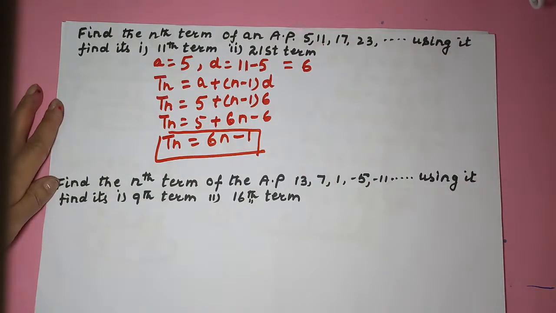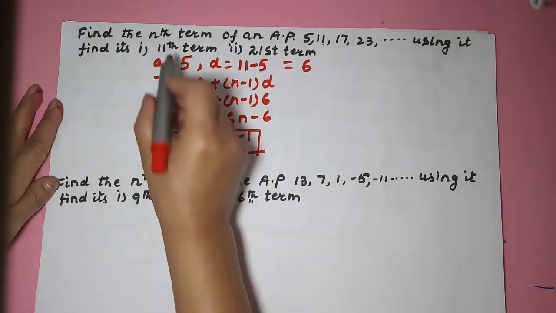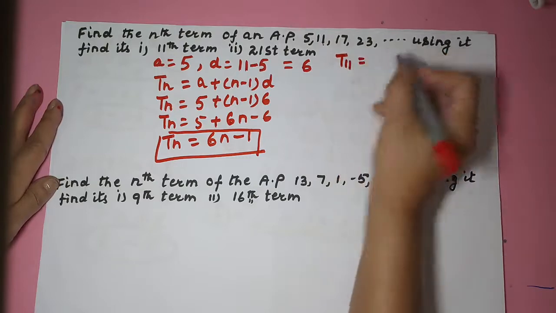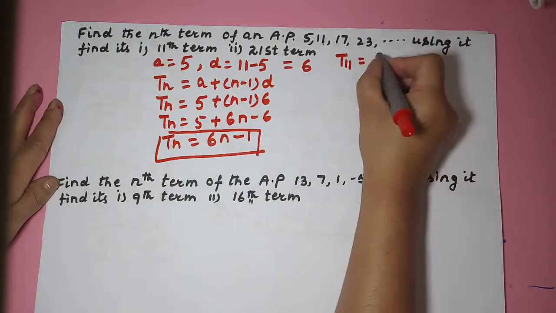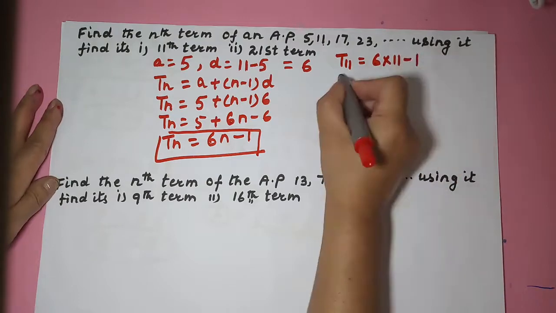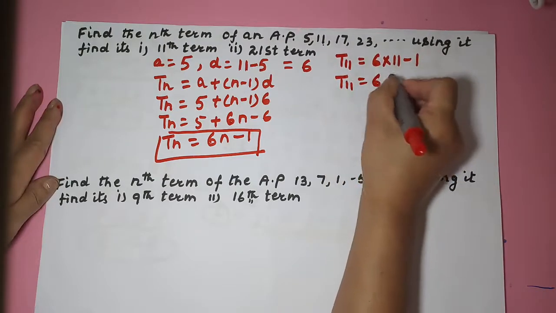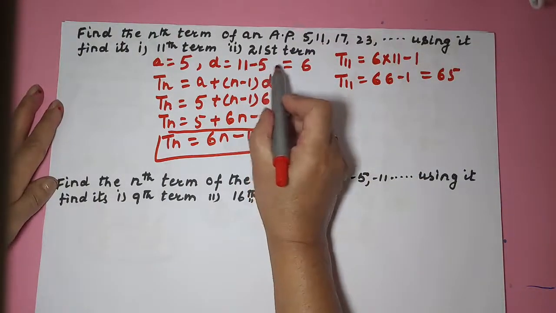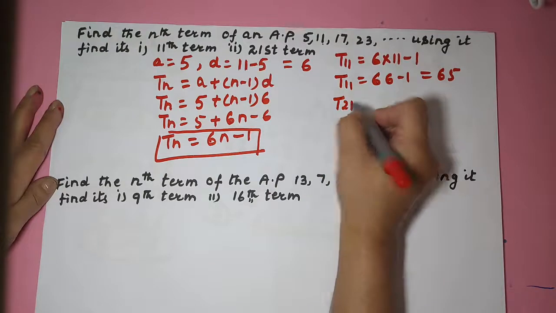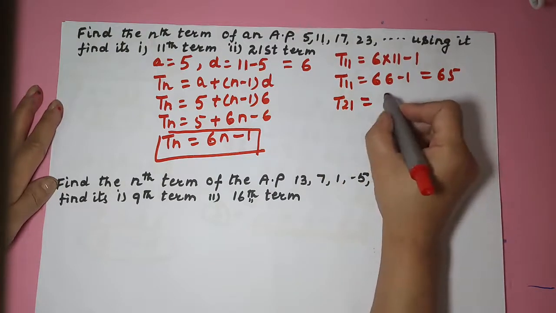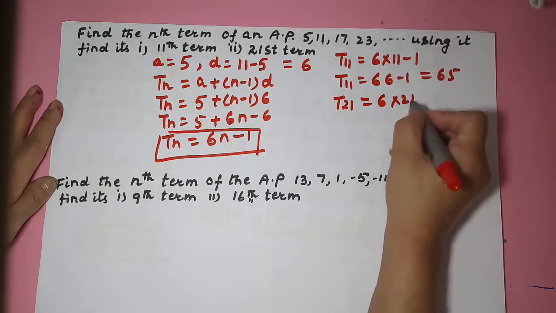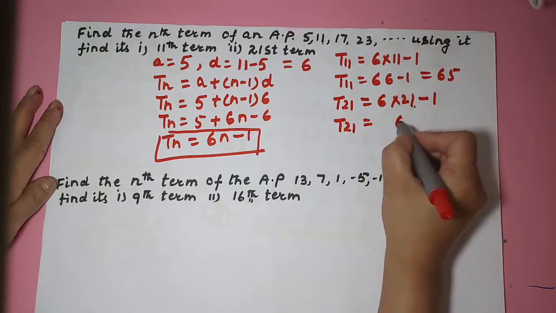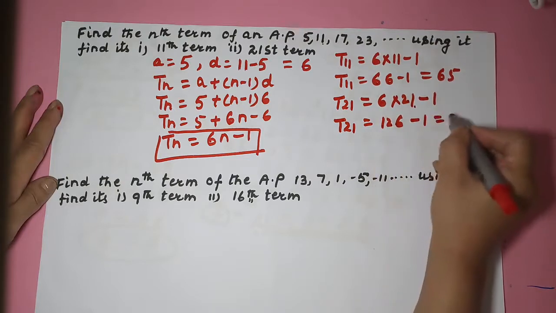Now he wants me to use this nth term and find the 11th term and 21st term. So let me find T11 first. So this is 6n minus 1. So 6 into 11 minus 1. So T11 is equal to 66 minus 1, which is 65. After that, he wants me to calculate the 21st. Same, I'll replace n by 21. Here I will write 6 into 21 minus 1. So my T21 is 6 1s are 6, 6 2s are 12, minus 1, which is 125.